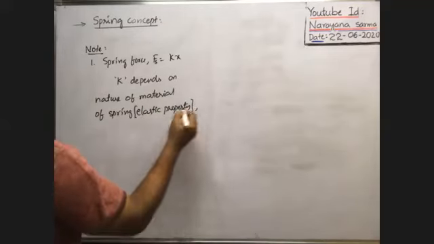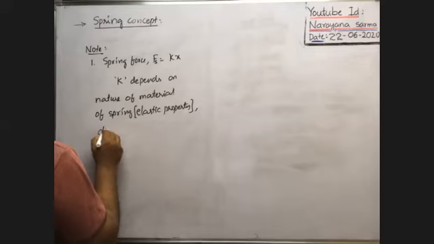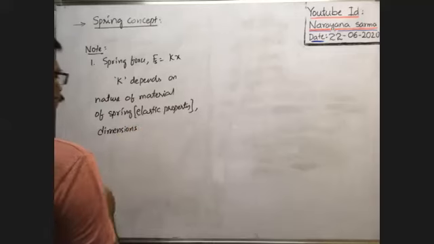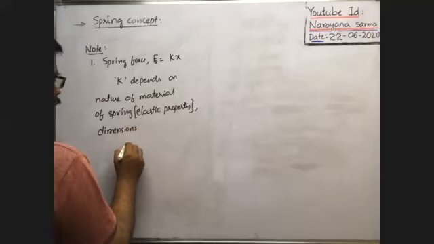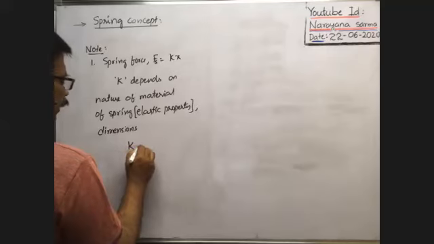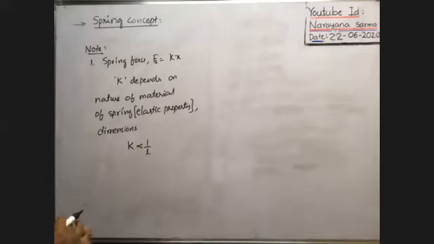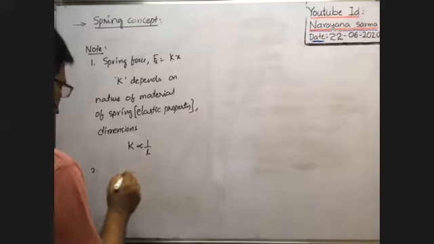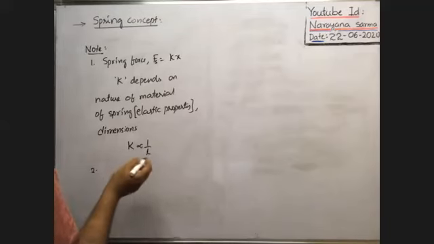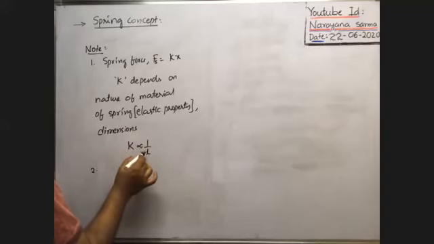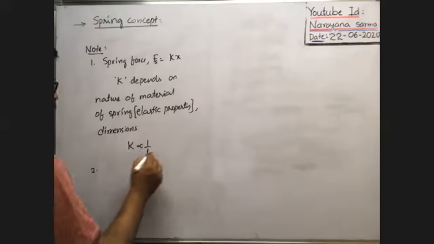Dimensions means length. Okay, here it was found that the spring constant K is inversely proportional to length. The spring constant is inversely proportional to the length of the spring. Okay, now suppose there are two springs having spring constants K1, K2 and lengths L1, L2, where L is the natural length of the spring.